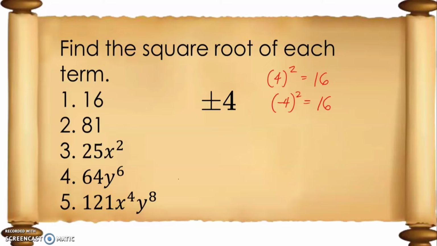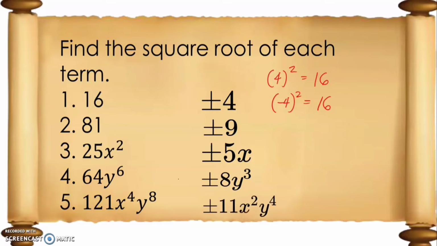How about 81? So the square root of 81 is positive and negative 9. 25x squared. So the square root of 25x squared is positive and negative 5x. The square root of 64y raised to 6 is positive and negative 8y cubed. Lastly, the square root of 121x raised to 4y raised to 8 is positive and negative 11x squared y raised to 4.